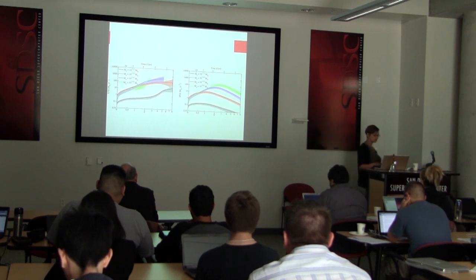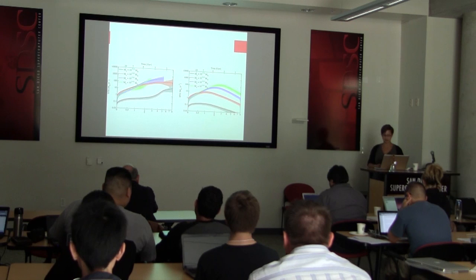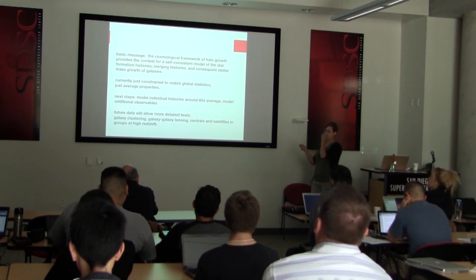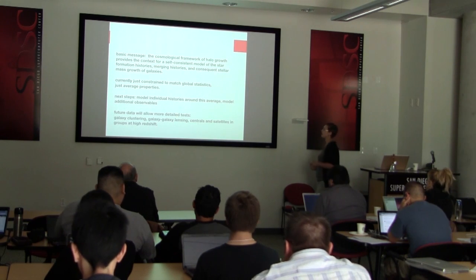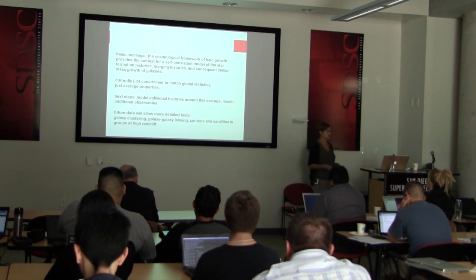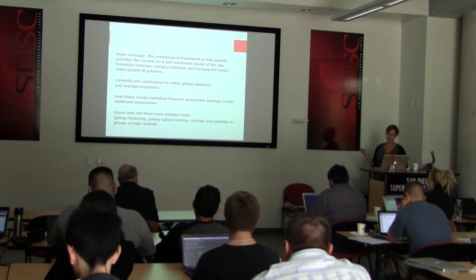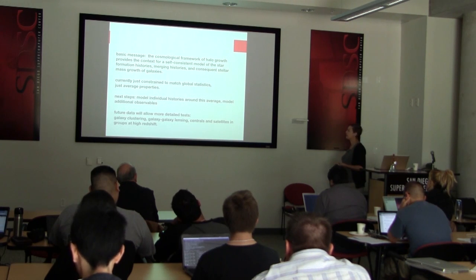And so there are a lot of details here, and I'm happy to talk to any of you offline, or you can ask Peter. But the basic message that I want to tell you about this is that the cosmological framework of halo growth provides a self-consistent model of the star formation histories, merging histories, and stellar mass growth. And currently, this is just constrained to global statistics, and we're just talking about average properties.